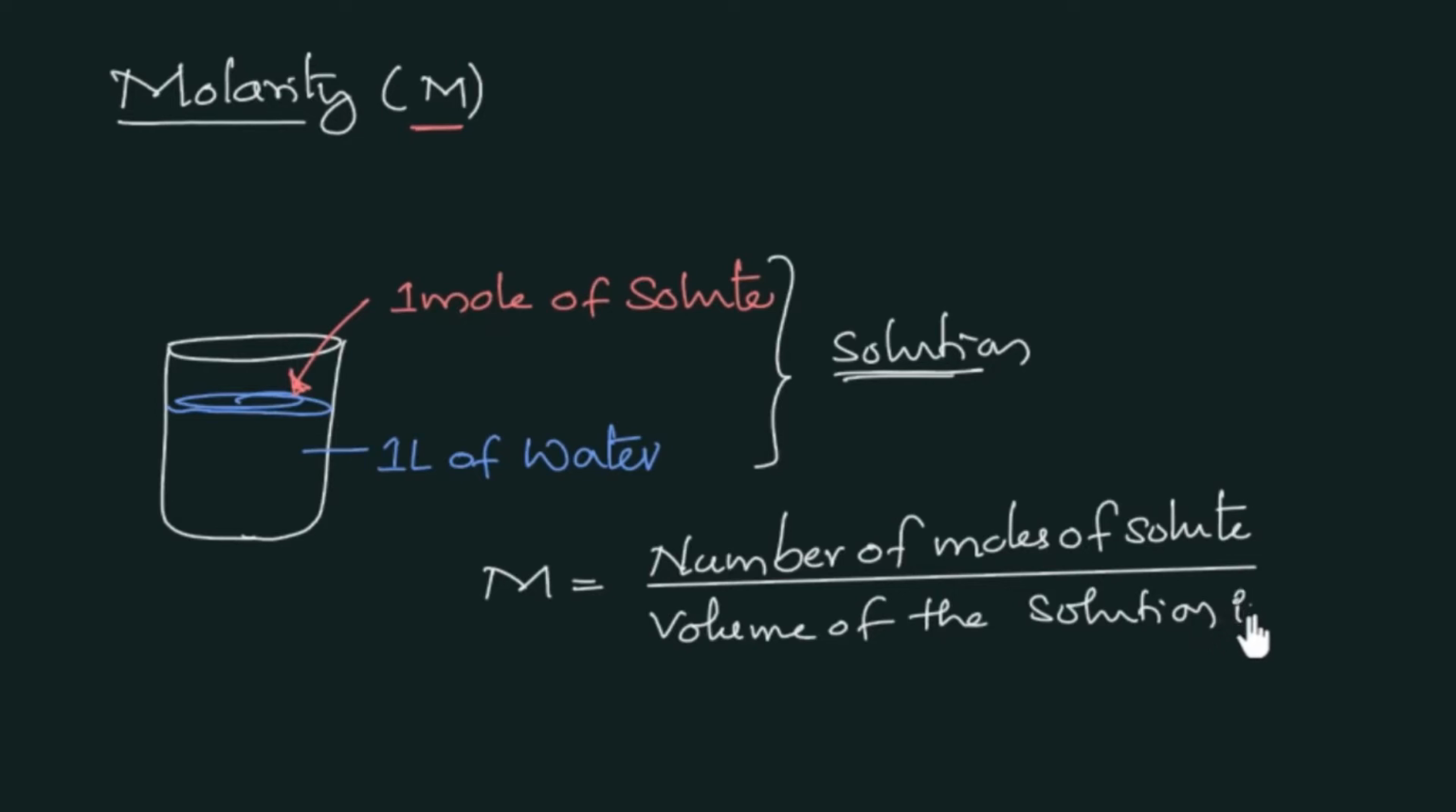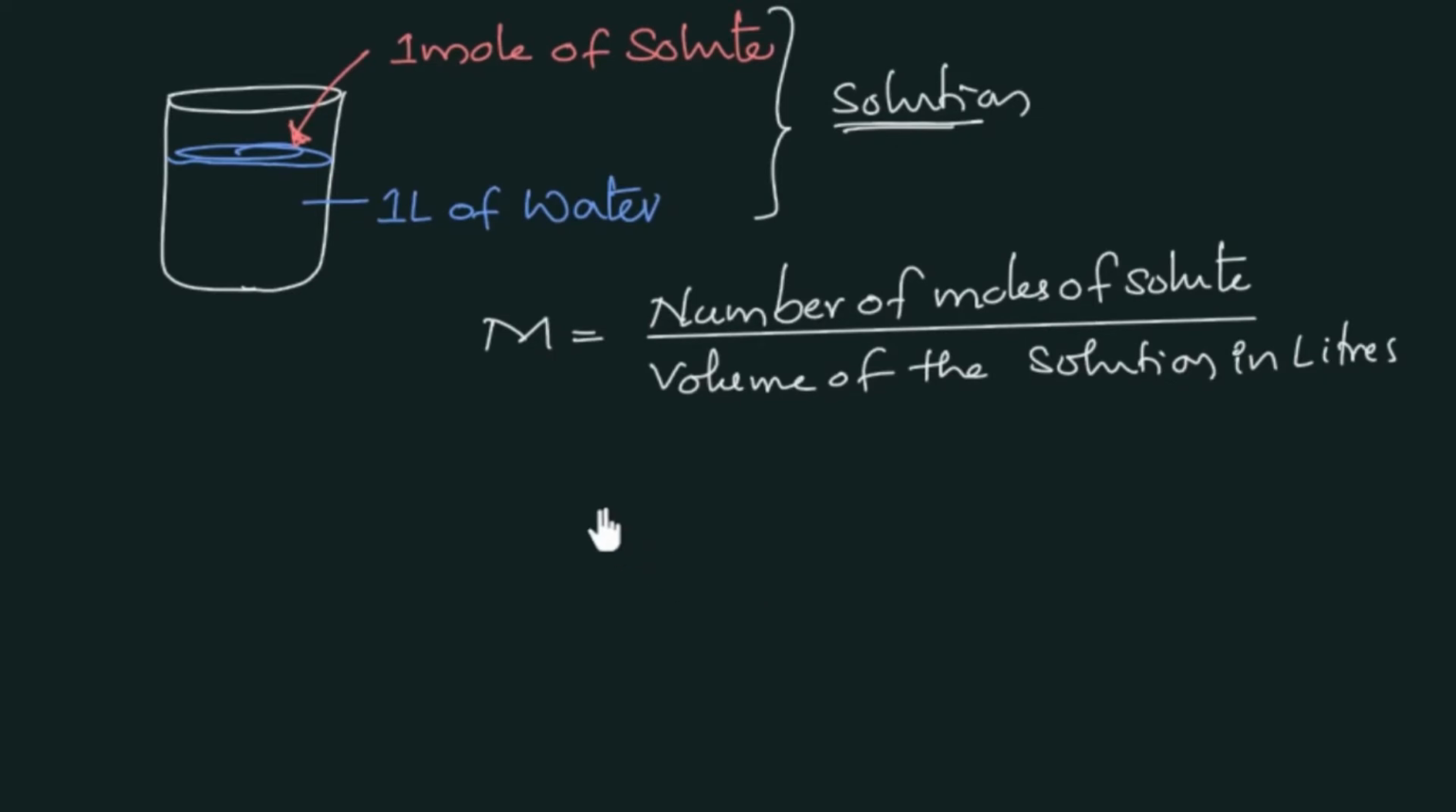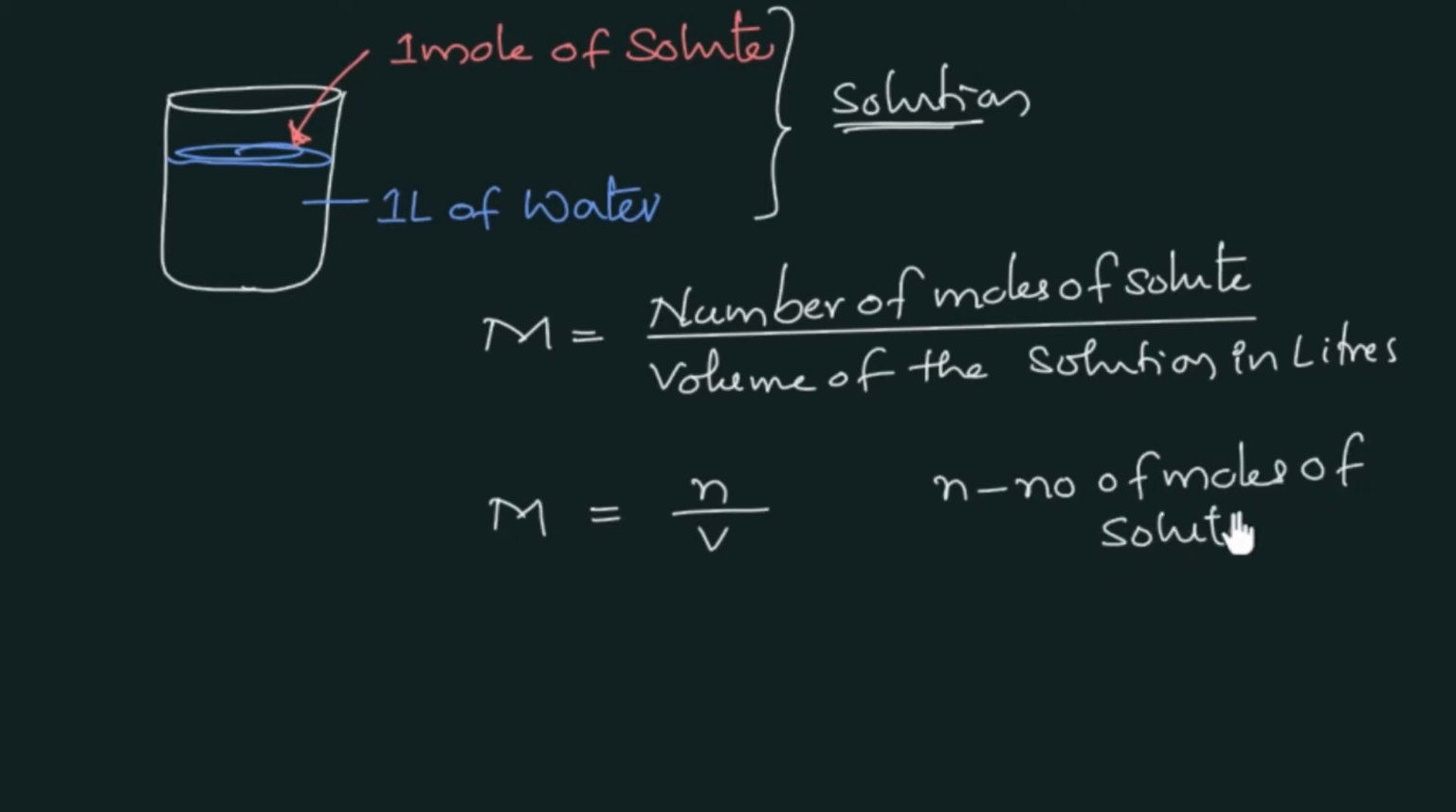That should be in liters, and we can express it in mathematical form as capital M, the molarity, equals n divided by V. Here n is the number of moles of solute, and V is the volume of solution. This is quite interesting, students. We have to take care: it is the volume of solution, not of solvent, in liters. Let me highlight this, in liters.